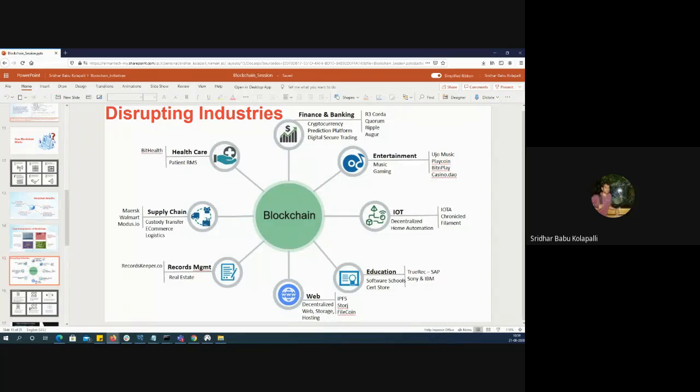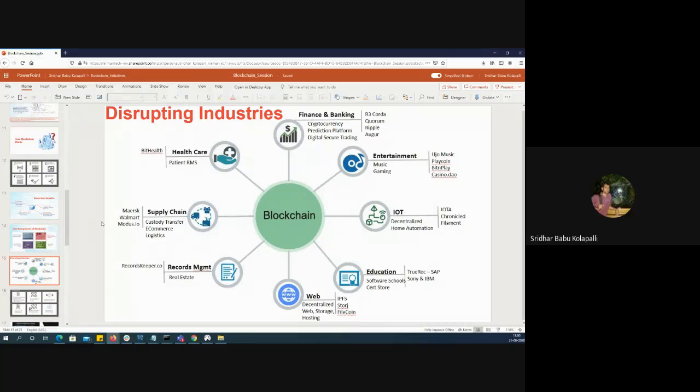So that's called patient record management, which is going to completely change the way healthcare is disrupted with blockchain. Bit Health is one of the companies working in this area, and we at Nirman Technologies are also working on the healthcare side, bringing patient data onto the blockchain, right?